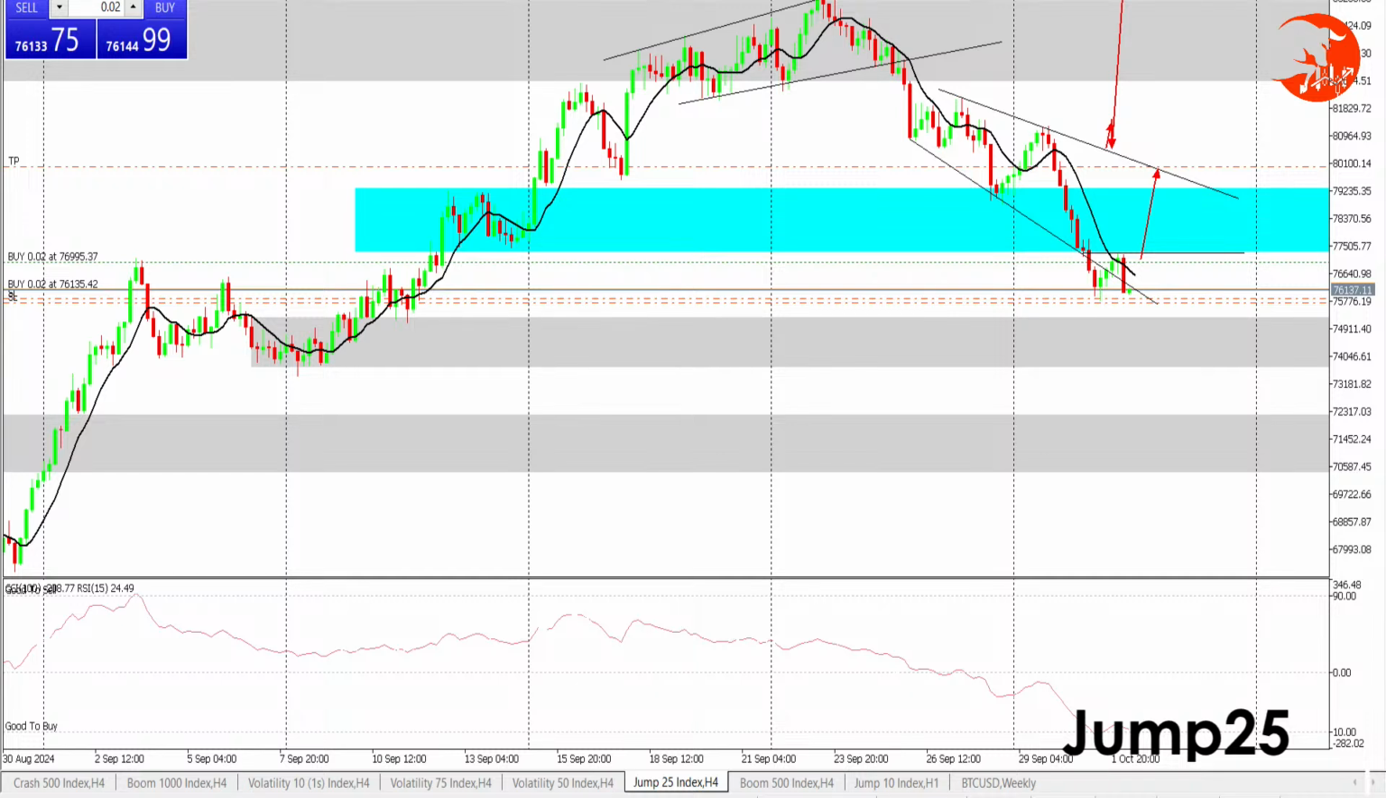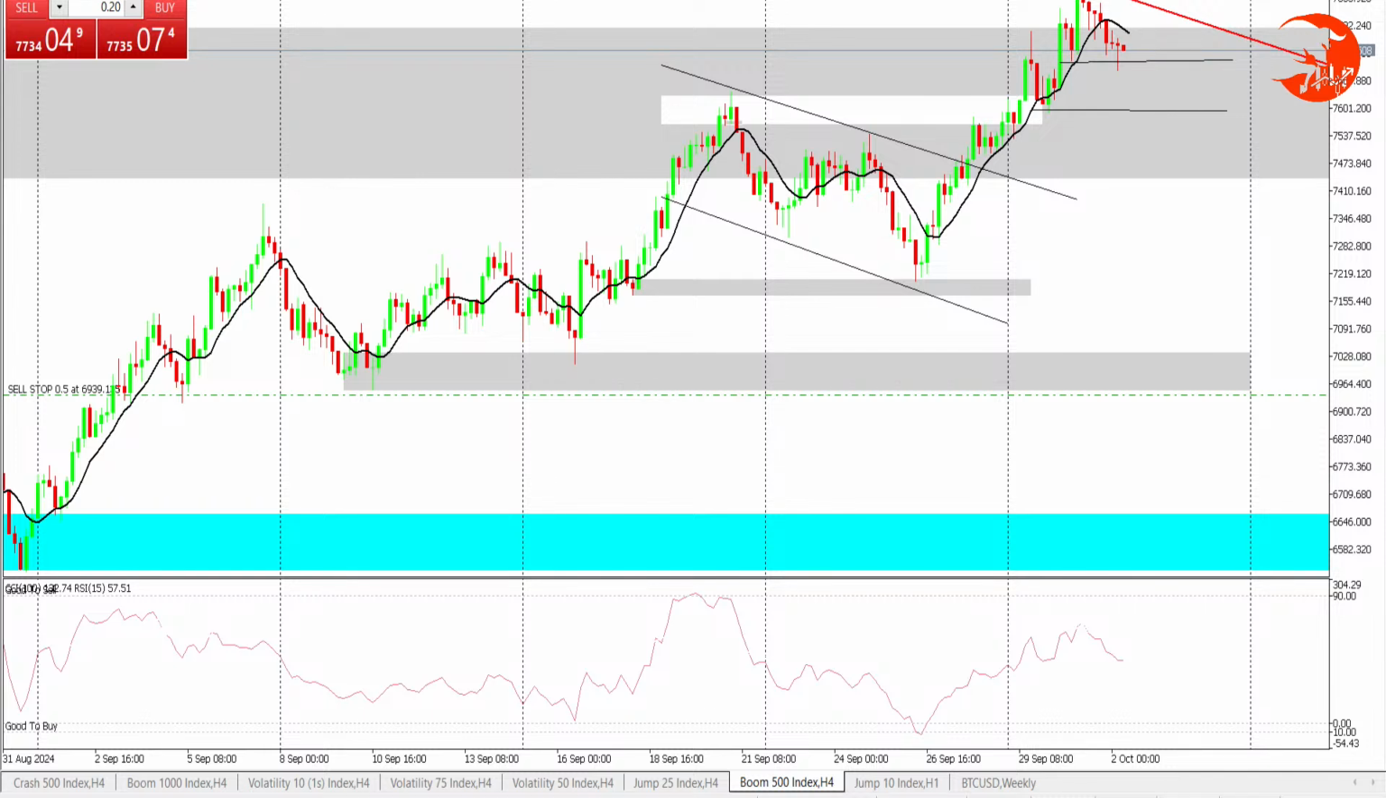Now we move to boom 500. Any additions? Let me check if we have some comments here. What makes you make early entries always? Felix, like I told you, I'm this guy who always wants sniper entries. I always want sniper entries.